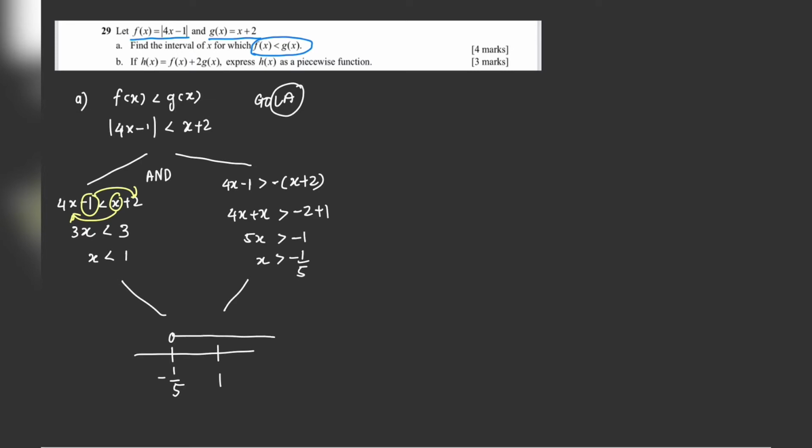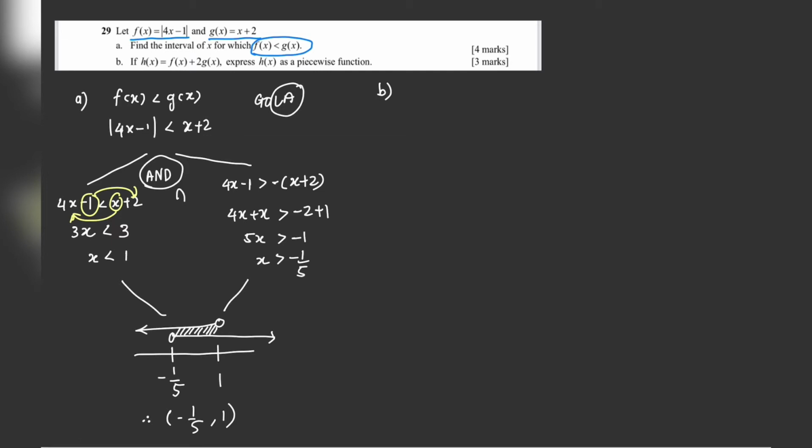Terus number line sahaja. So more than negative 1 over 5 maksudnya ke kanan, less than maksudnya ke kiri, and dia kata n maksudnya apa? Intersect. So cari yang overlap. So therefore our final answer is negative 1 over 5 until 1. Tada, siap dah. So ini untuk part A.